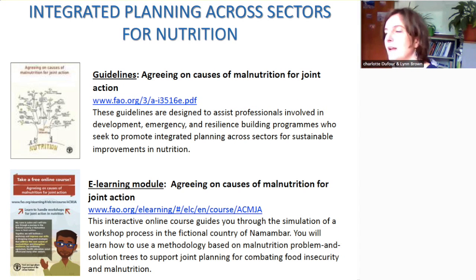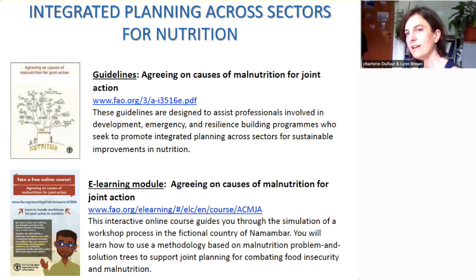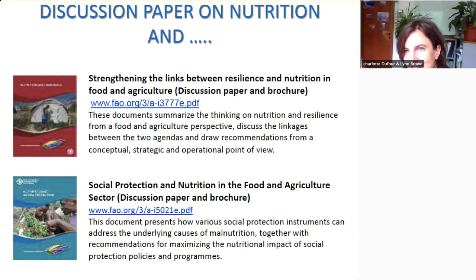Joint planning and integrating agriculture with other sectors is a fundamental part of nutrition-sensitive agriculture, which is why we also have guidance for joint programming, both guidelines and an online model. Very interactive and lots of fun, so I encourage you to take it. We've also adapted this guidance to colleagues working more specifically on resilience programming and on social protection, and there's a paper also being prepared now on climate change and nutrition, looking at the synergies, the win-win between climate-smart agriculture and nutrition.